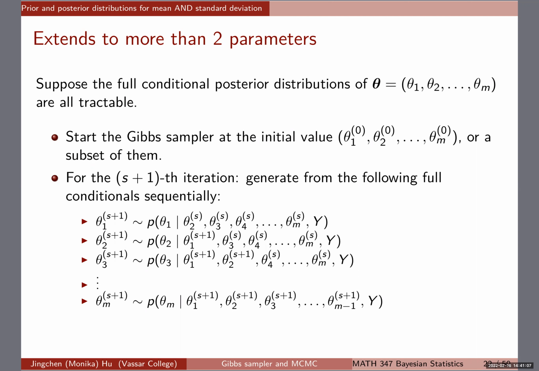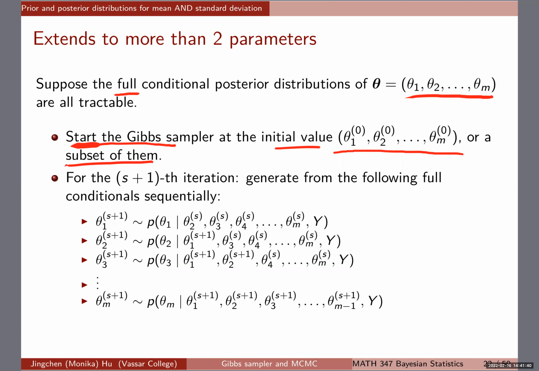So let's just say we have a generic M parameters in total, theta 1 through theta M. And we are able to actually get each of the full conditionals. So we get theta 1 given everything else, theta 2 given everything else, up to theta M given everything else. So if we try to do the Gibbs sampler by coding it, we're going to start at the initial value. Again, you can see that we can provide a sequence of all of them or just a subset of them, depending on how many you want to do.